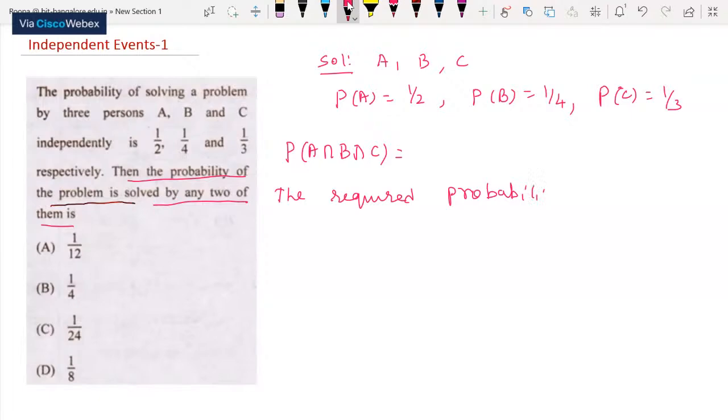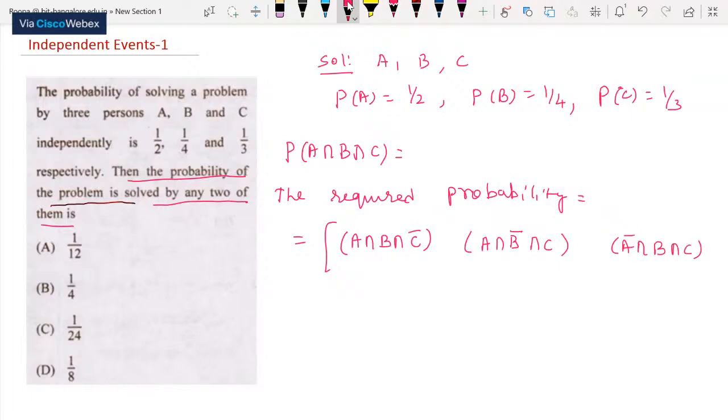the required probability equals. What are the possibilities? Two at a time solve it, means one is not solved. What are the possibilities? A solved, B solved, but at that time C is not solved. This is one possibility. What are the other two possibilities? A and C solved, but B is not solved. The other possibility, A is not solved, B and C are solved.